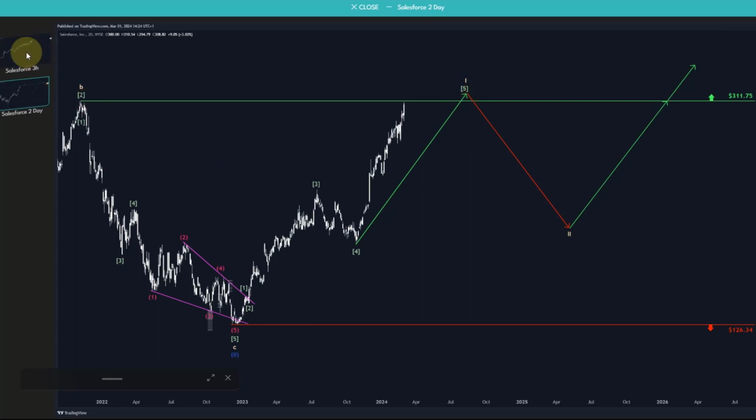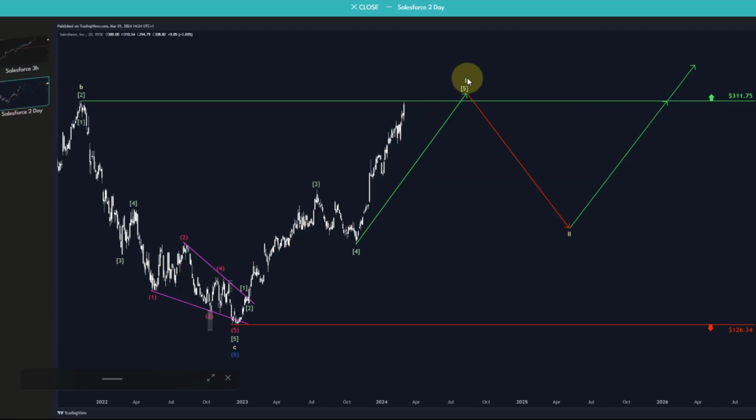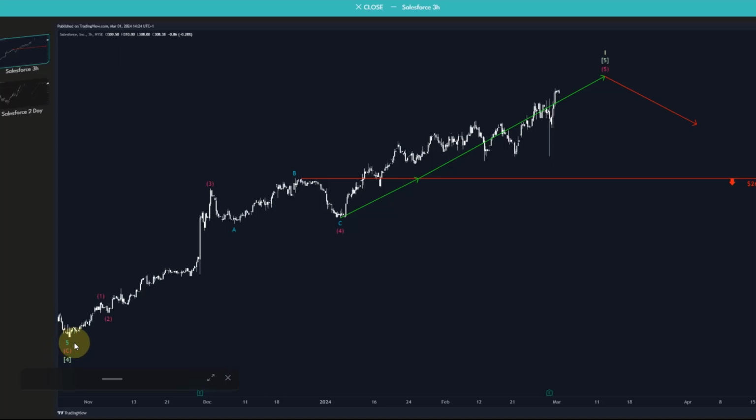Now let's take a look at the shorter time frame. Here we can see why this is an assumption. You see that since October last year, we are basically in the last wave up of this wave 1. You see on the 3-hour chart the movement in wave 5 of 1, and you see the waves in magenta. Wave 1 completed, wave 2 in November last year. Wave 3 topped in December last year.